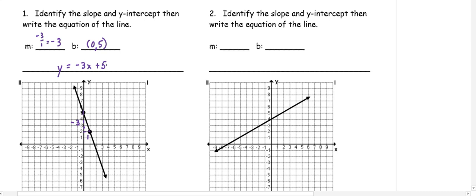In number 2, since there are no dots on the line, I'm going to find two places where my line nicely crosses the grid line. So I'm going to pick here and here. So in this case, my slope is positive because I went up and over. I went up 1 and right 2. So my slope is 1/2. My y-intercept is where I'm crossing the y-axis, which in this case is (0, 4). So my equation would be y = 1/2 x + 4.